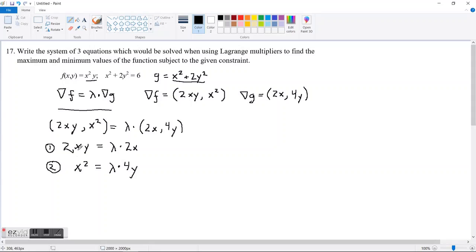We have three unknowns here. We need three equations, and our third equation will be our constraint equation, x squared plus 2y squared equals 6. And there's our system of three equations that have to be solved to identify maximum and minimum values of the function.